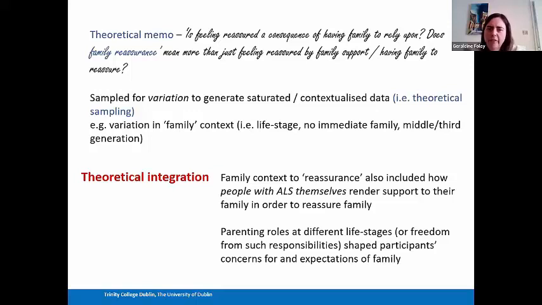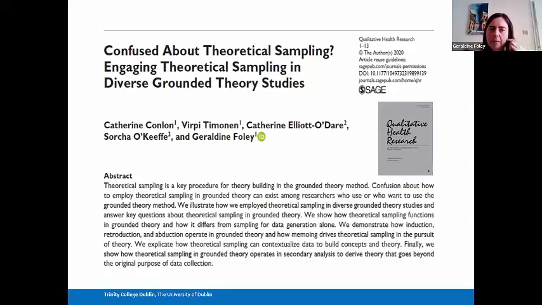So again, that's just a very, very brief example of how one goes about the different coding phases in GT, but they are detailed more clearly in that paper that I referenced there. This is just a paper that's come out recently. I wrote with colleagues in social work, social policy, and social sciences. It's a very pragmatic paper, just published in QHR, about how to theoretically sample in GT.